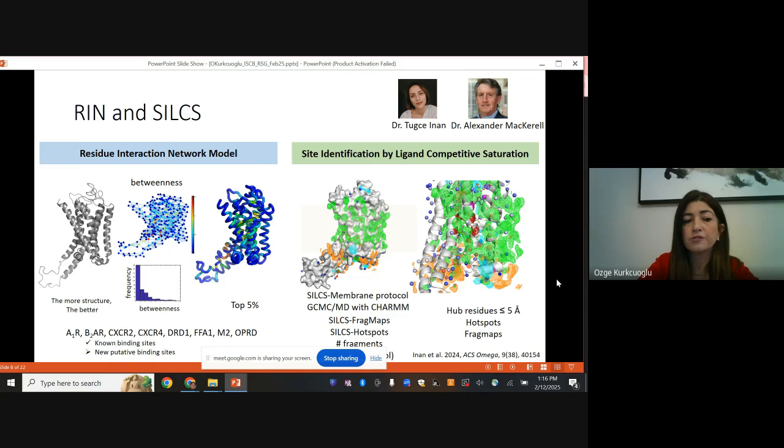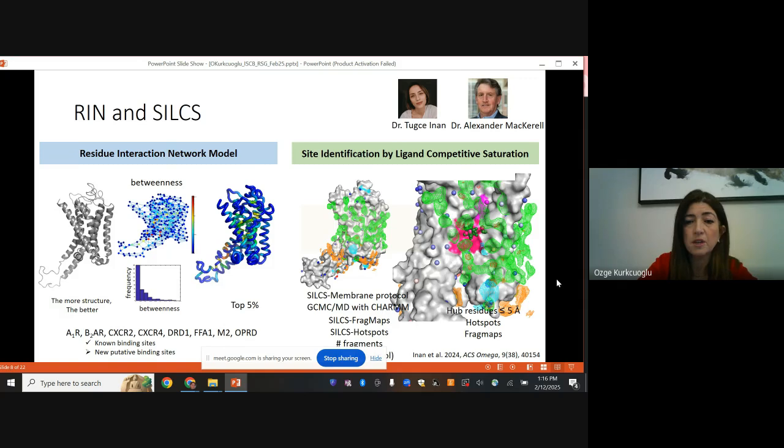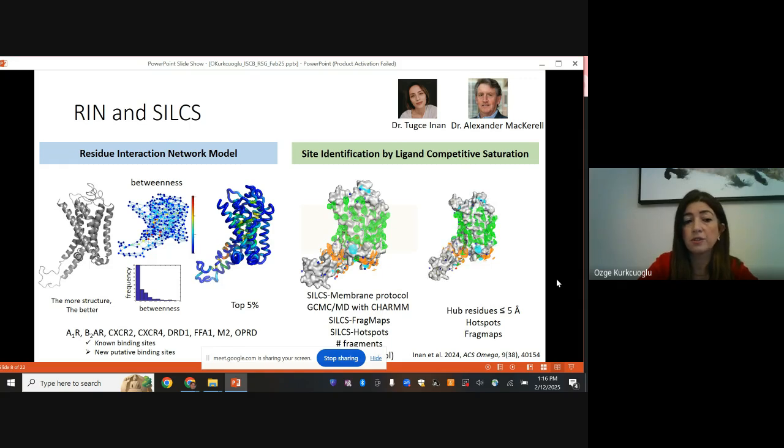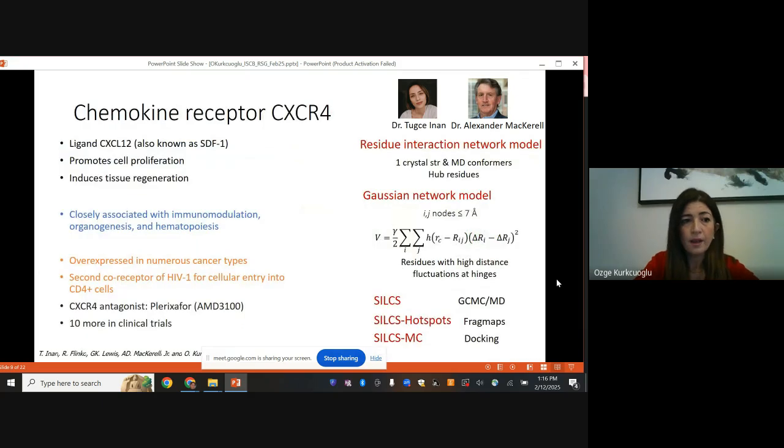To propose putative allosteric binding sites, we concentrated on the hub residues and the nearby hotspots, where we checked the number of fragments and their LGFE values. The consensus of both methods found the known binding sites and also proposed other binding sites as drug targets. And these findings were recently published in ACS Omega. And among these GPCRs, we concentrated on the chemokine receptor CXCR4 that is overexpressed in many cancer types and is critical in HIV infection.